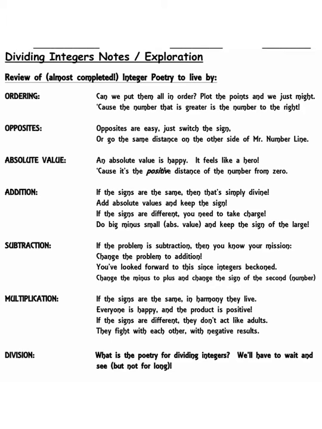If the signs are the same, in harmony they live. Everyone is happy and the product is positive. If the signs are different, they don't act like adults. They fight with each other with negative results. So what do you think the division poetry is going to be like?